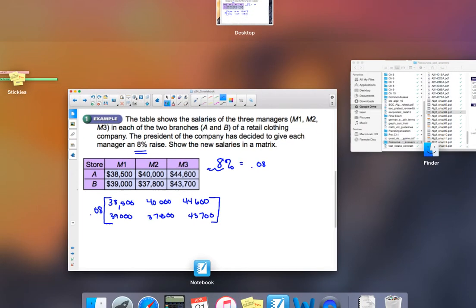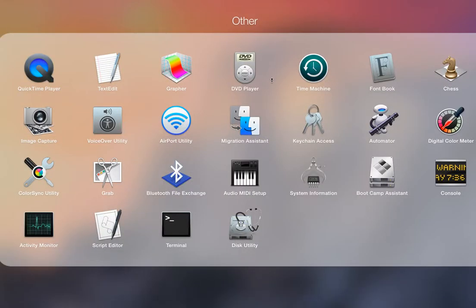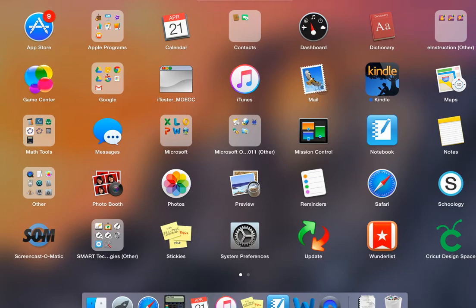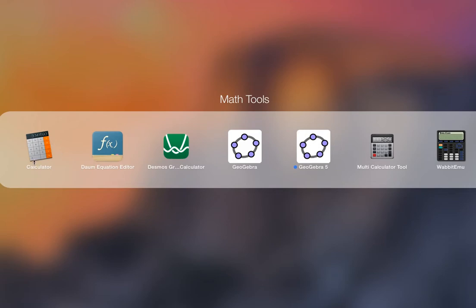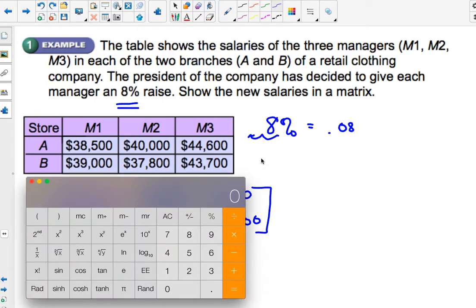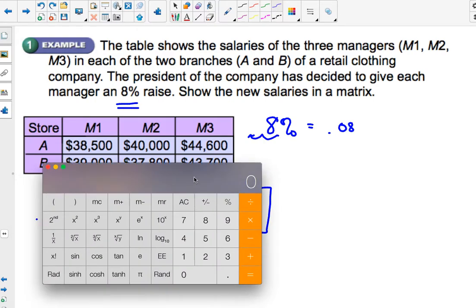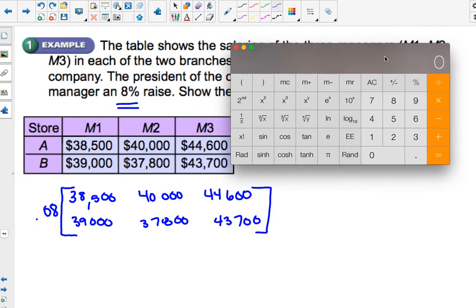Now, I don't have a calculator right here handy, so let's pull that up. Where is it? There we go. All right. So I'm going to go ahead and move this up here so you can see that.